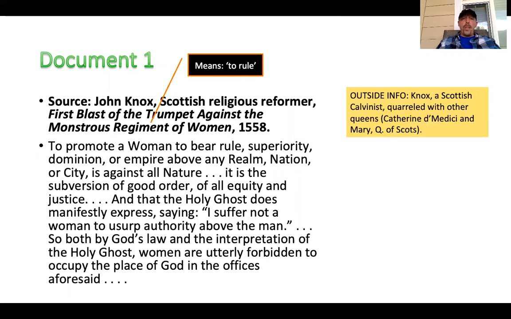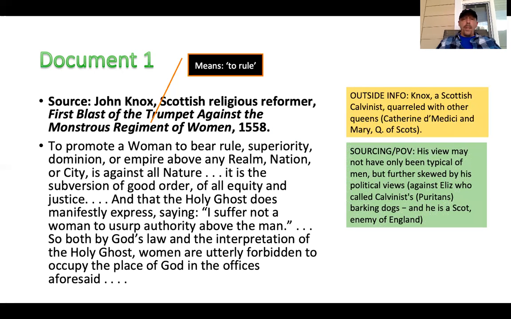And so you might remember that John Knox is a Calvinist in Scotland who wrote this against 3 women. This would be some good outside information to give context to this particular document, that he wrote it against 3 queens, Catherine de' Medici, Mary, Queen of Scots, and Elizabeth. And part of his reasons might have been he didn't like women, but part of them also had to do with the fact that none of them liked his religion. Catherine and Mary are Catholics, and Elizabeth was no fan of Calvinists.